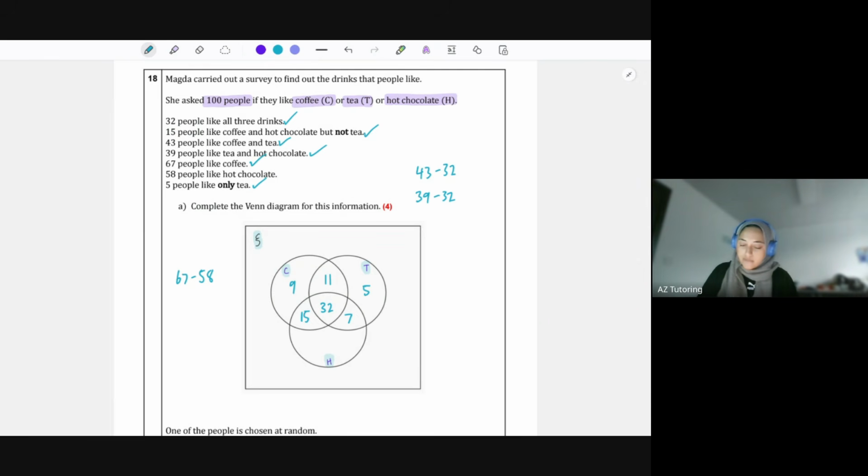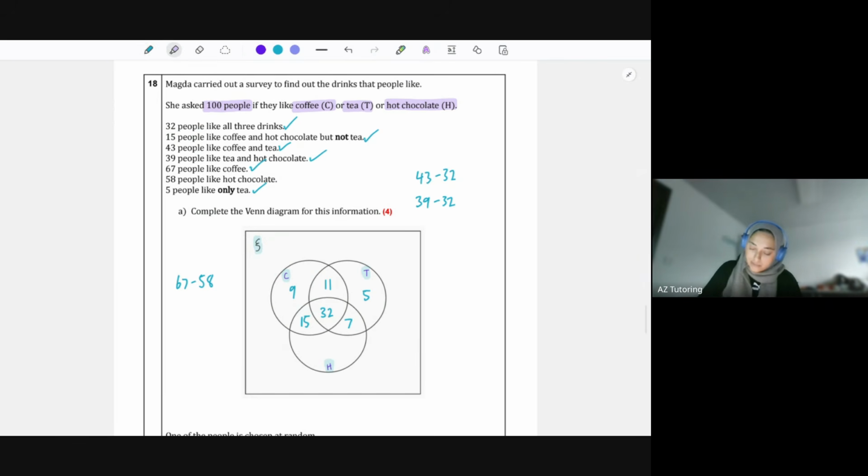And then finally, 58 people liked hot chocolate. So this whole section here should all add up to give you 58. So let's do what we did last time. We're doing 15 plus 32 plus 7. So these three added together, which gives us 54. But we've got 58 people that like hot chocolate. So we're doing 58 minus 54, which just gives us 4 for that section there.